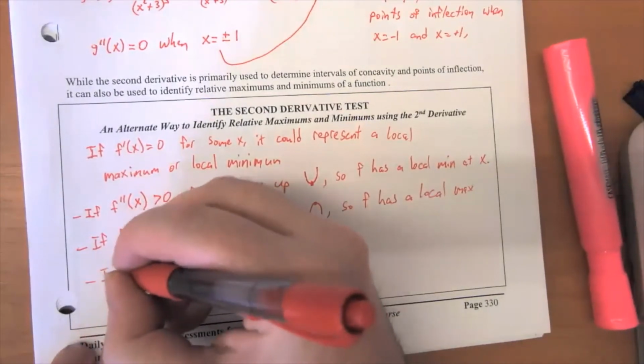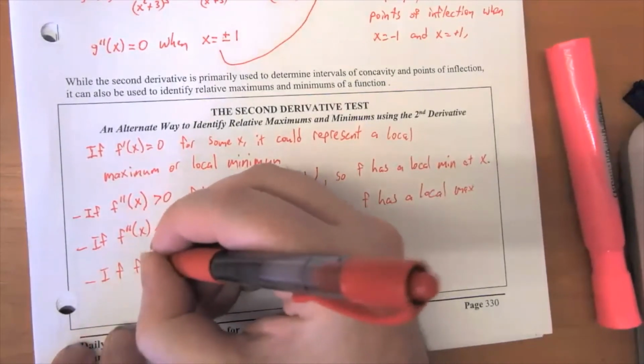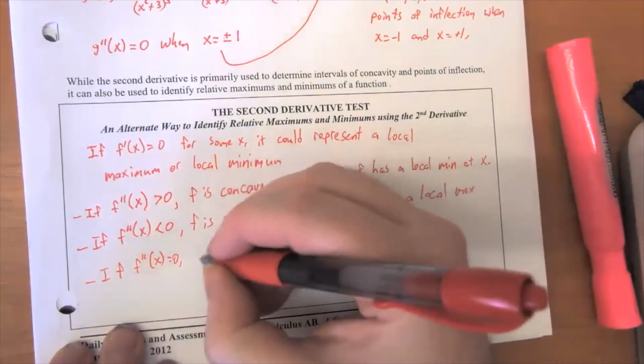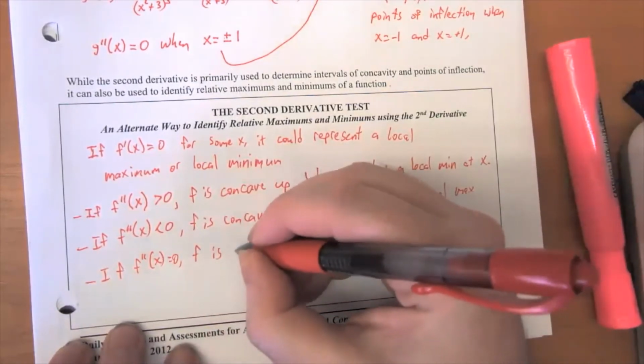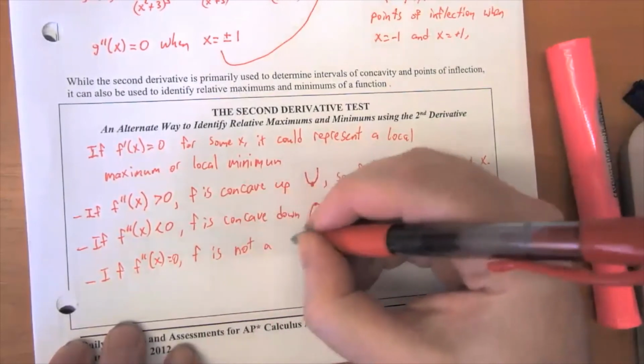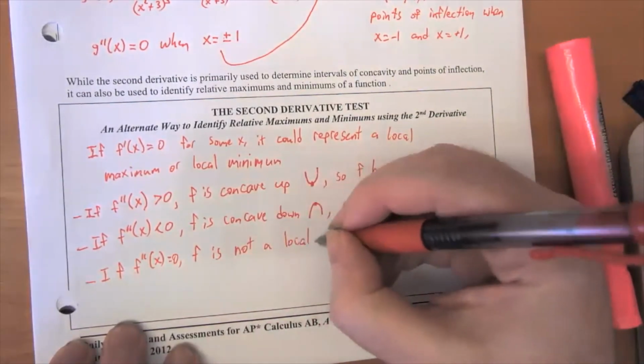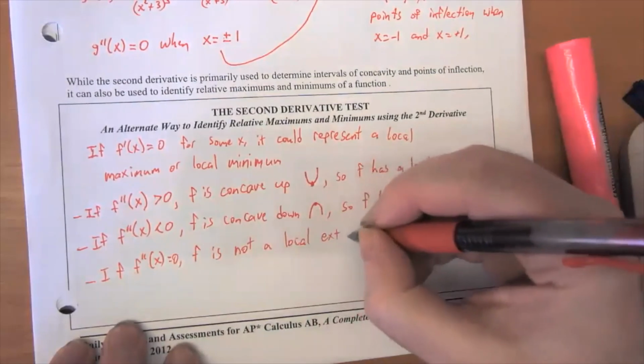And if the second derivative of x is equal to 0, then neither is the case. f is not a local extremum.